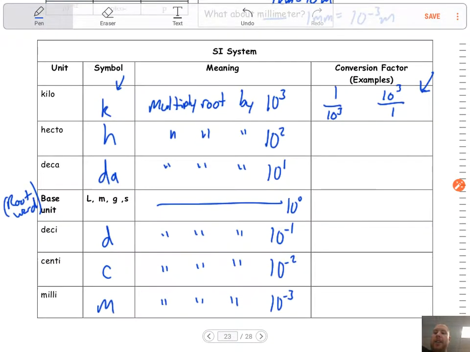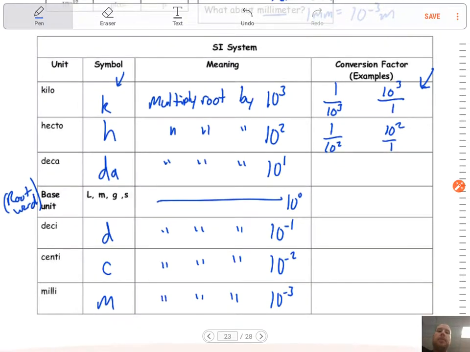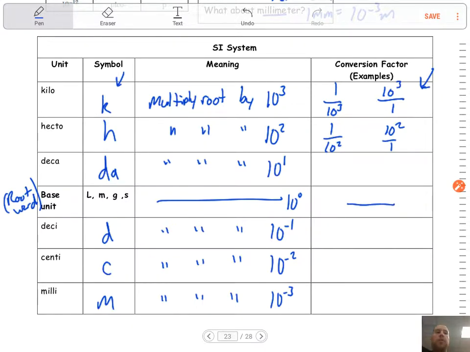So conversion factor examples, guys, would be the same. It's just 1 over 10 to the second, or 10 to the second over 1. And again, the problem that you actually work out is where you would see and kind of where you put those numbers. Your units are going to drive that. So I'm just kind of writing down examples just to kind of show you how these conversion factors might look in a problem. And then we're going to actually do some practice problems here in just a second together.